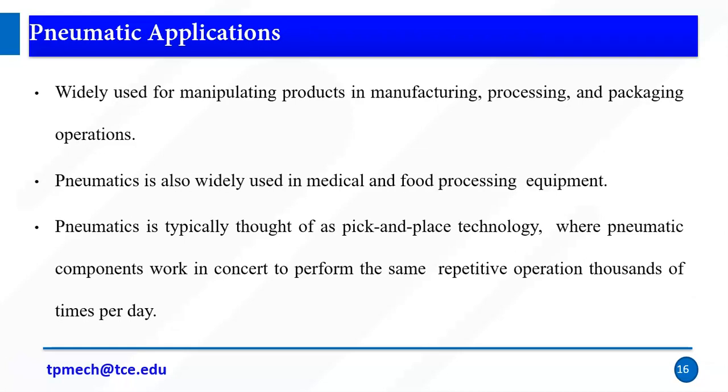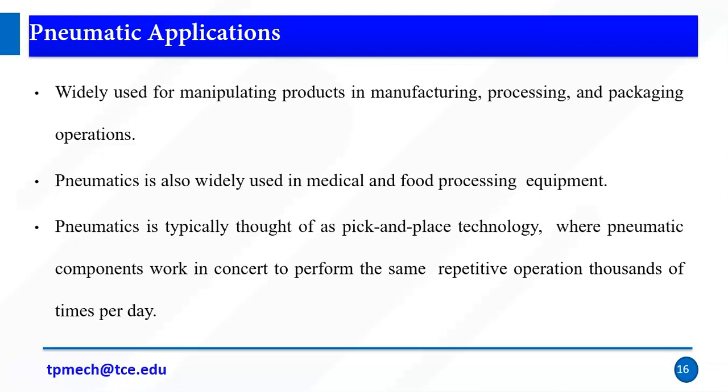The next thing is applications. What are the applications we use? Pneumatics is widely used for manipulating products in manufacturing, processing and packaging operations. Manipulation means movement, or it can be some process. Pneumatics are also widely used in medical and food processing equipment. As I said earlier, if leakage happens, it won't affect the medicines. That's why we use it in food processing and medical packaging.